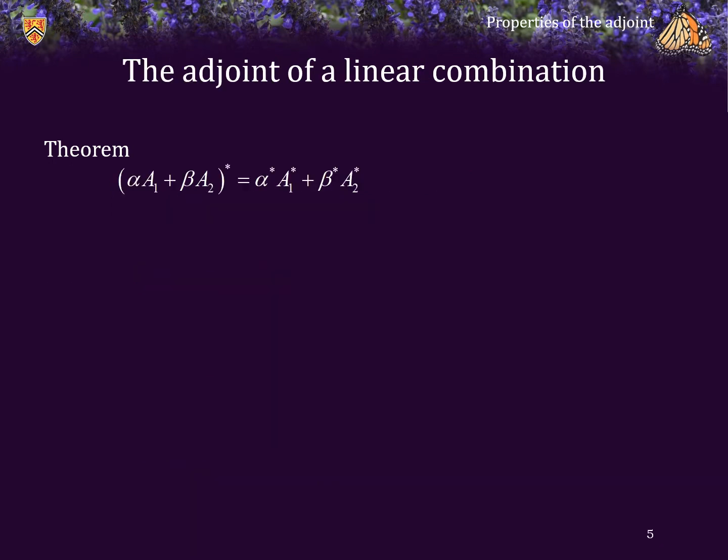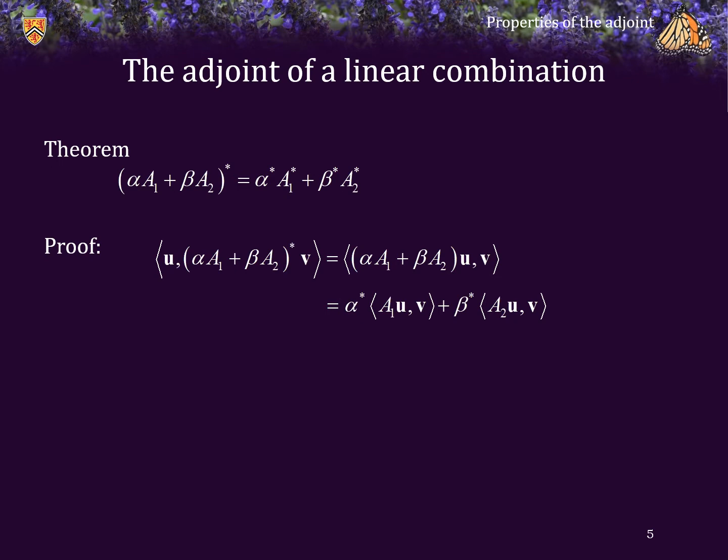Theorem. The adjoint of a linear combination of linear maps is equal to the conjugate linear combination of the adjoints of those linear maps. Okay, let's try to prove this. Well, by definition, the adjoint of that linear combination of linear maps is equal to, we can bring that over to the other side of the inner product, just that linear combination of linear maps applied to u.